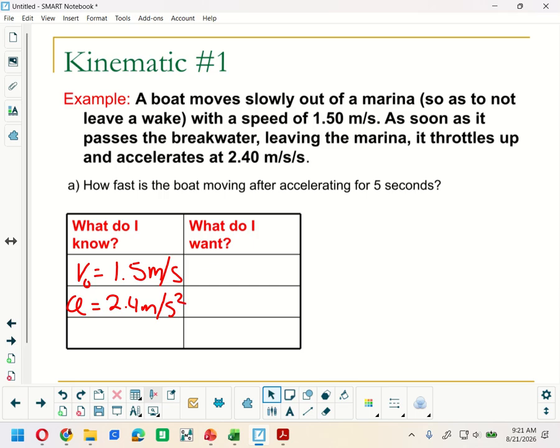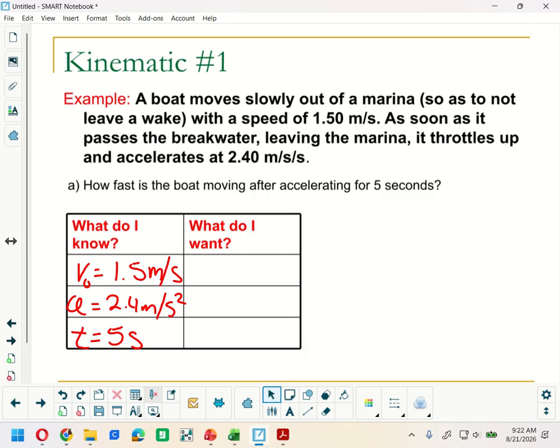Someone different. What else do we have? Go ahead, Anthony. Which is? Yeah, very good. So we have time, which is 5 seconds. There we go, right?